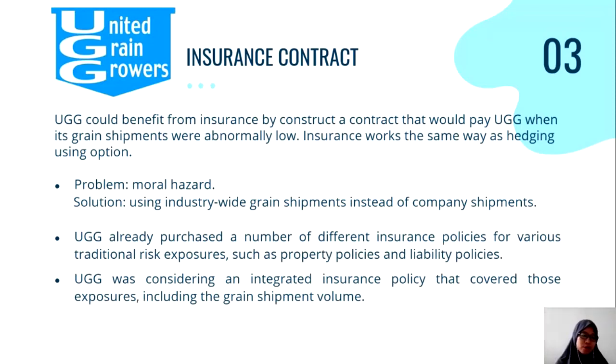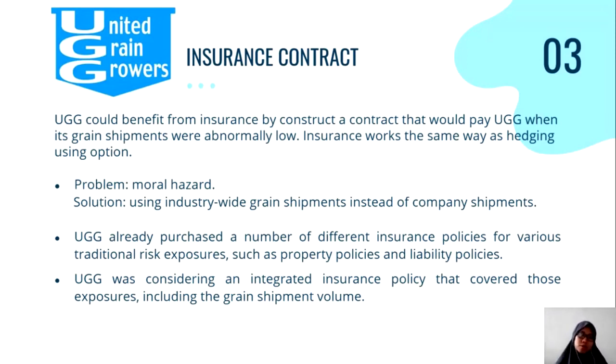The problem in using insurance contract to address weather variations is the moral hazard. UGG's grain shipment was not only influenced by weather changes but also by pricing and services. The company could wrongly benefit from insurance by changing its pricing and services policy. To reduce this problem, instead of using the company's grain shipments, UGG could use industry-wide grain shipment volume, which would likely be highly correlated with UGG shipment volume, as a trigger of insurance payment.